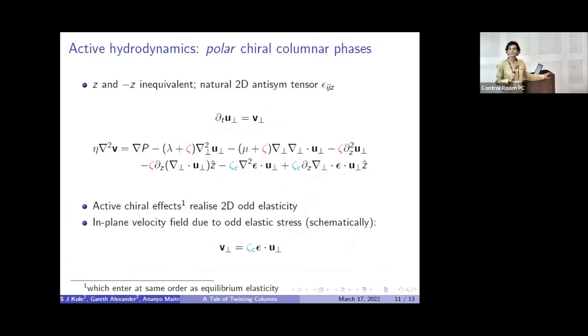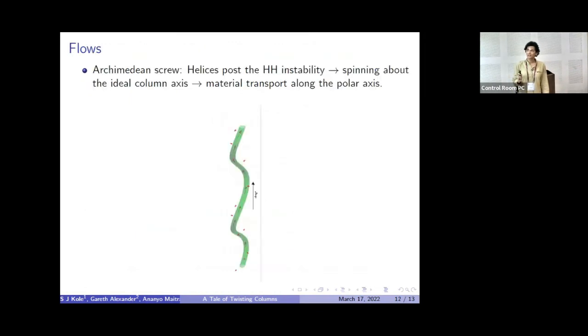Furthermore, we look at a system which has polar symmetry, that is along the z direction. There is a special direction along the z. So z and minus z are not equivalent. Here there is an interesting effect that apart from the achiral terms, the chiral terms are of the sort that I talked about before, that is 2D odd elasticity, which essentially means that if you have a system, say u_perp is the displacement in one direction, then your velocity flows will be in the perpendicular direction. That's the response in the perpendicular direction to it.